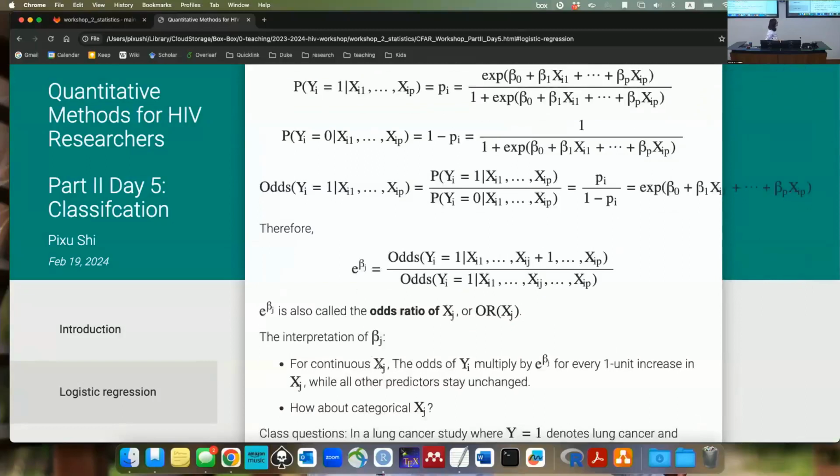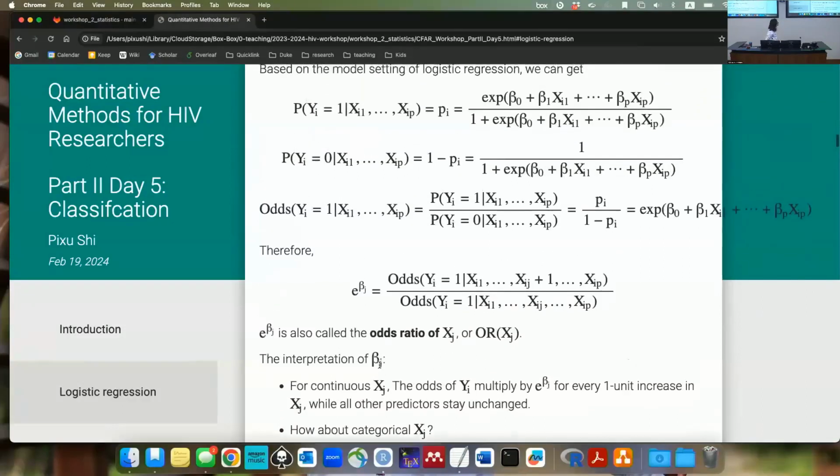So the Xij would be kind of like age, yeah. So this is 1 year older. So for continuous, like age as a predictor, the odds of getting infected is going to be multiplied by this number if you have 1 unit increase in age.